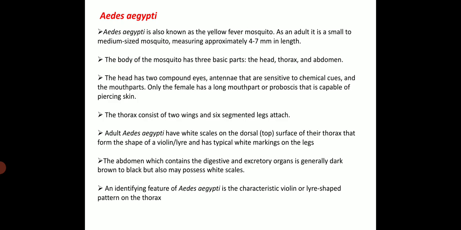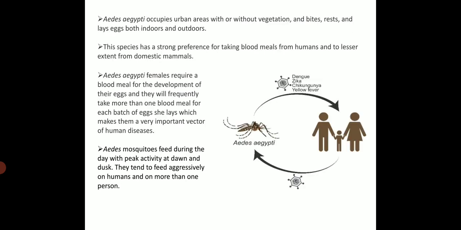Adult Aedes aegypti have white scales on the dorsal, that means the top surface of their thorax, that form the shape of a violin. That shape we call a lyre, and they have typical white markings on the legs. The abdomen, which contains the digestive and excretory organs, is generally dark brown to black, but may also possess white scales. An identifying feature of Aedes aegypti is the characteristic violin or lyre shaped pattern present on the thorax region.